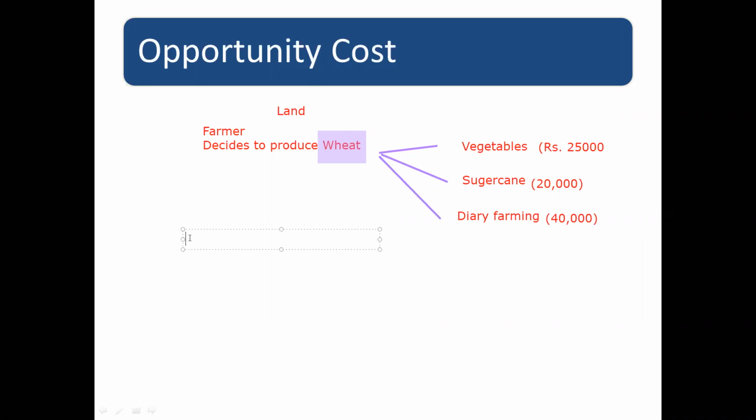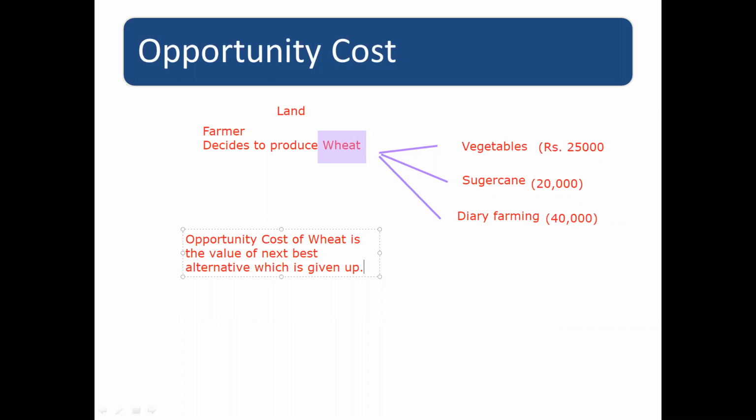So we say opportunity cost of wheat. In economics, we say opportunity cost of wheat. This is not the cost of producing wheat. Opportunity cost is the value of next best alternative which is given up. So opportunity cost is measured in terms of the next best alternative which is given up.